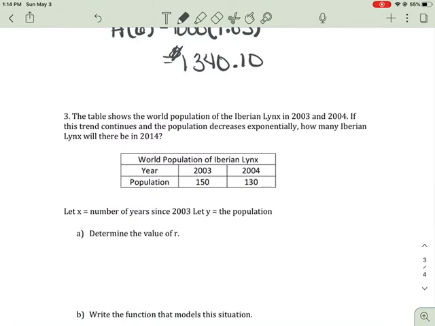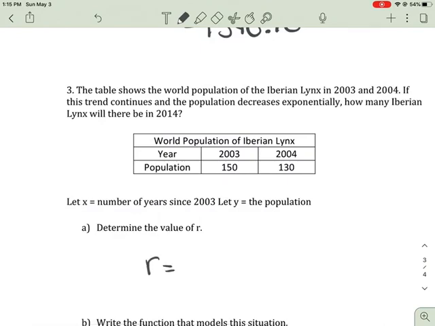Okay, here's a problem with this. We're looking at the Iberian lynx in 2003 and 2004. If it continues and the population decreases exponentially, how many lynx will be there in 2014? The problem is that I don't have r. So we're going to have to figure that out. If you want to think of this as a percent increase or decrease, I like to think of it as new minus old divided by old. So it's the difference of the y's divided by the original y. That's how we're going to figure out our percent.